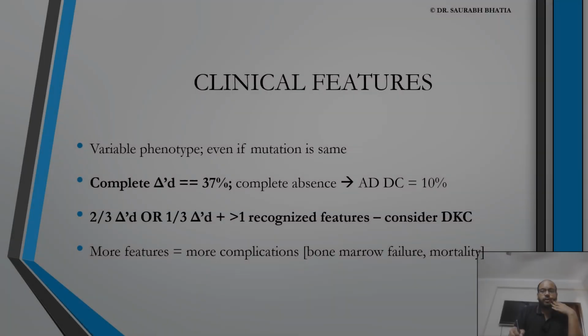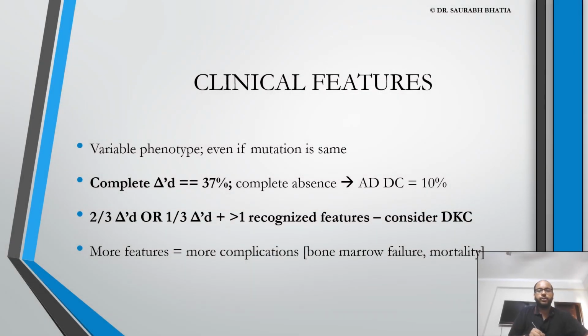So if we go forward, the clinical features include a variable phenotype, even if the mutation is the same. So even with the same mutation, you can have different clinical features. The complete triad of nail involvement, skin involvement, and oral leukoplakia is seen in about 37% of the cases, while complete absence of the triad occurs in autosomal dominant Dyskeratosis congenita, and roughly 10% of the cases do not have the features of the triad of DKC.